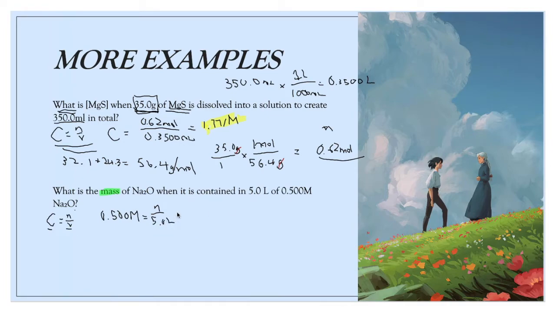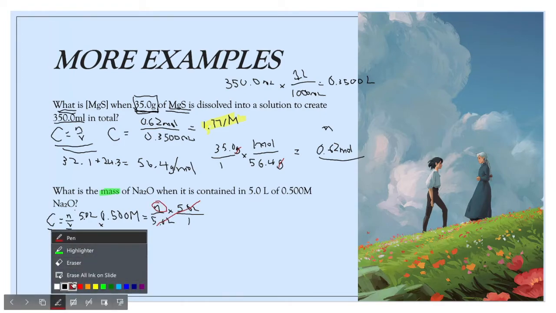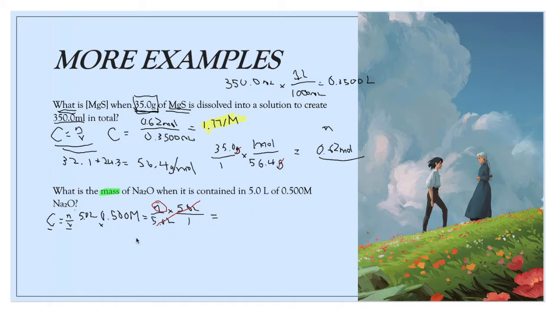And now what we do over here is we times both by 5.0 liters to cancel the 5.0 liters. Basically what we're trying to do here is isolate the N so that we could get our answer. And so basically we will be doing 5.0 liters times 0.500 molarity. So it would result in 2.5 moles. So from here on, now that we have our moles, we can use the grams per mole unit conversion to figure out what the mass, the grams, is in this equation.